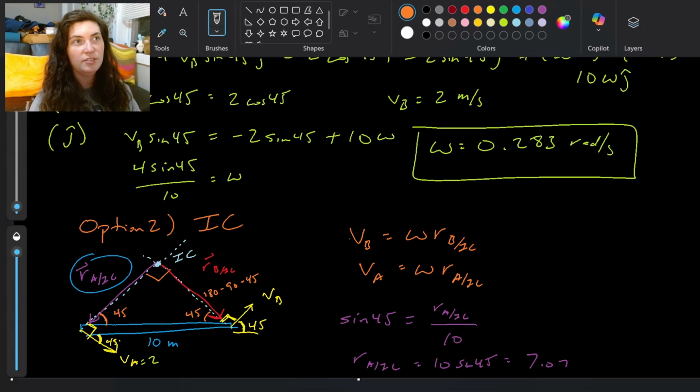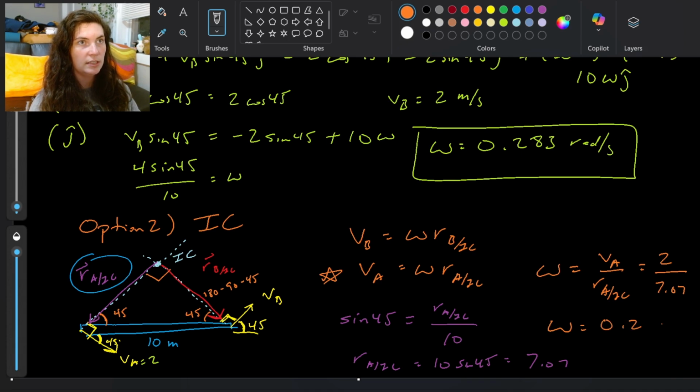And with that, I could have done it for B, but I did it for A here because I know what V_A is. So I can rearrange this so that omega is V_A over R_A with respect to the IC. V_A we know is 2, and R_A with respect to the IC is 7.07. So that tells us that the magnitude of our angular velocity is 0.283 radians per second.